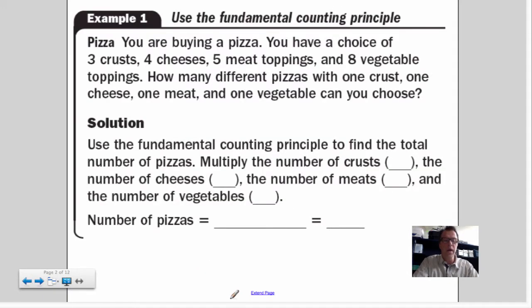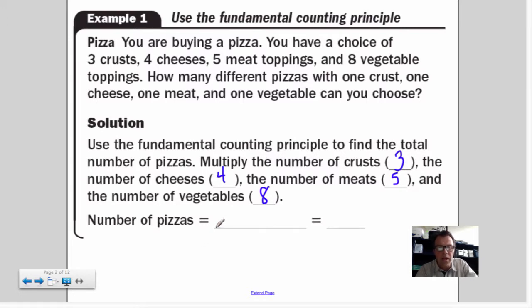So here's example 1. You're buying a pizza, and you have a choice of 3 crusts, 4 different types of cheeses, 5 meat toppings. That's a lot. I wonder how they did that. And 8 vegetable toppings. They're asking, how many different ways can I make a pizza: take 1 crust, pick one of the 4 cheeses, pick one of the meat toppings, pick one of the vegetable toppings. What we end up doing is we multiply the number of choices: 3 choices, 4 choices for cheeses, 5 for meats, and 8 for vegetables.